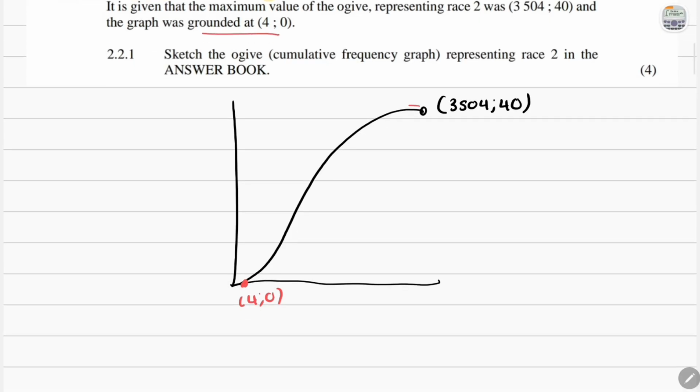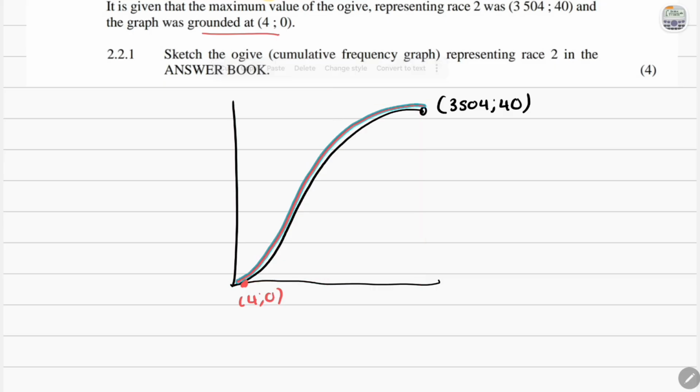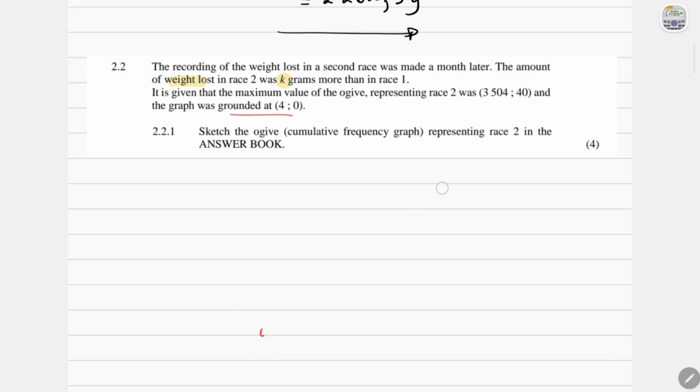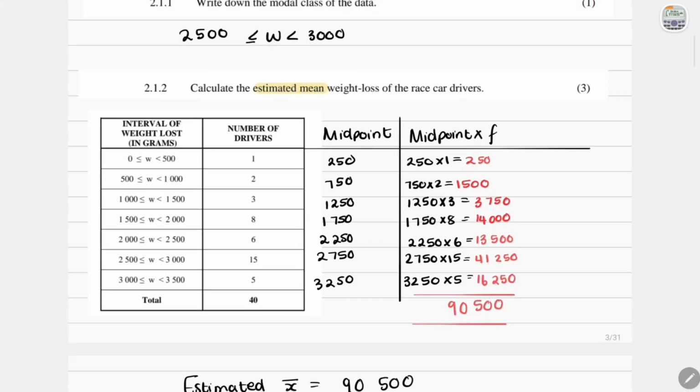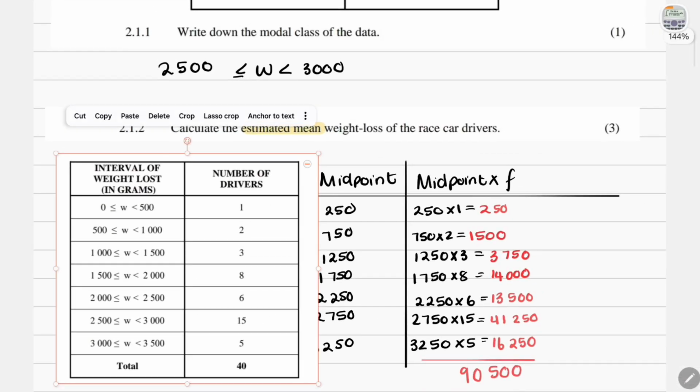So clearly that k value they're referring to is actually 4, because our graph should have looked like this, and it just shifted to the right because the k grams was added. Okay, so 4 grams was added. It just means that across all the grams, when we're drawing this ogive, we're just going to add 4.